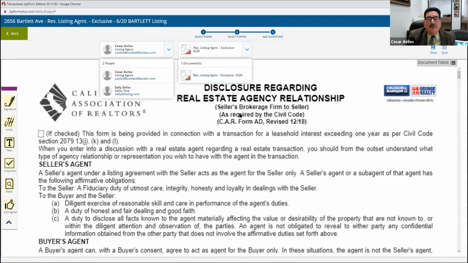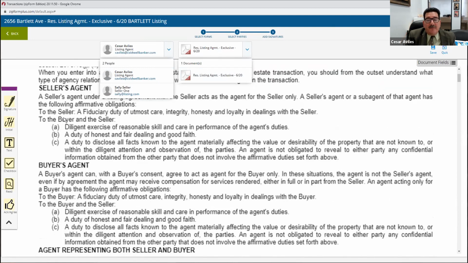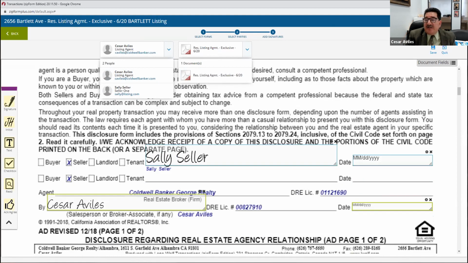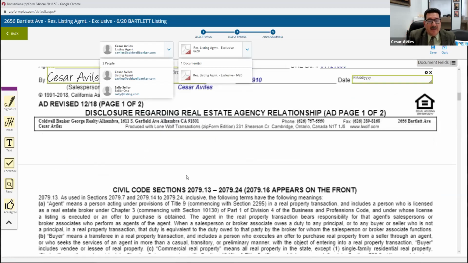So right now, I'm going to go for a signature. For example, I'm going to verify that all my documents are okay. So Sally is going to sign over here. There is a box for Sally and there's a box for Caesar. So this document is okay. I don't want this box. So Sally Seller is going to be dated. So it's okay.